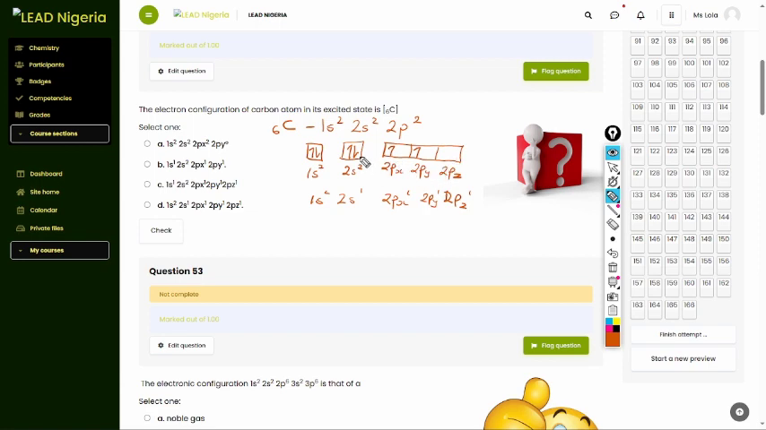So one electron from 2s jumps and then enters into the 2pz orbital. So instead of having this, you'd have 1 electron each in all the 2p orbitals. So that looks like this. So this is what the excited state looks like. Right, so what option does that correspond to? 1s2, 2s1. Yes, that's option D. So the correct answer is D.